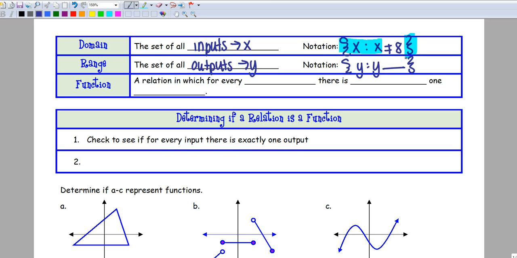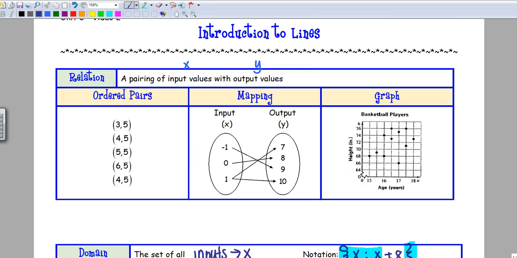Now, a function is something in particular. A function is a relation for which every input, there is exactly one output. Alright, so here's what this means. Each x can have only exactly one y value that it's going to. So let's look at each of these relations and determine if this is a function or not.